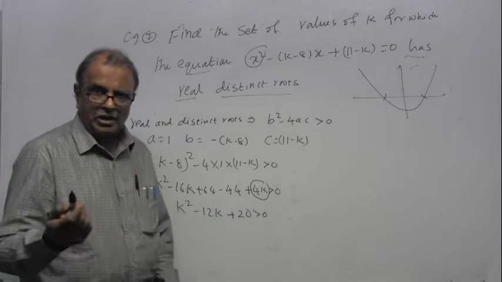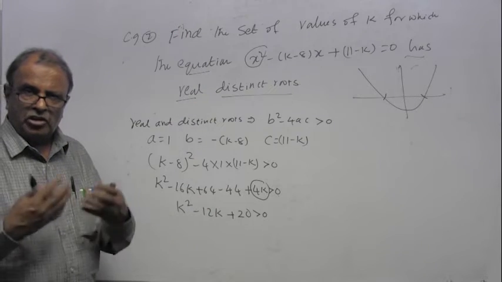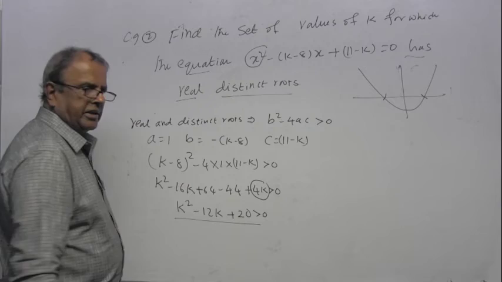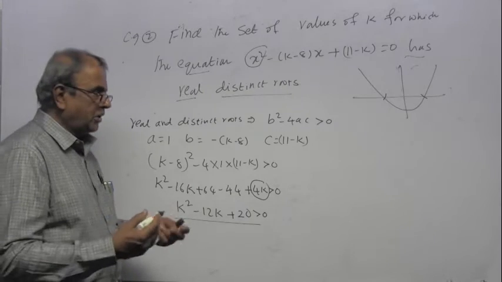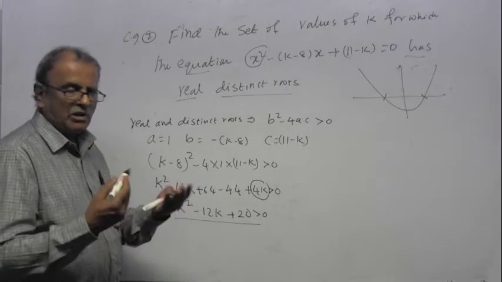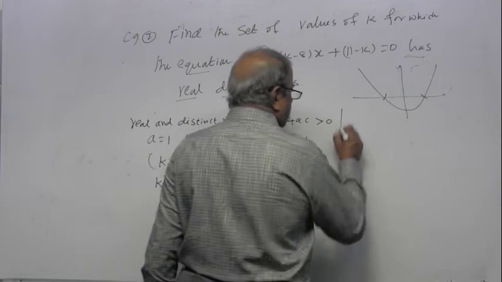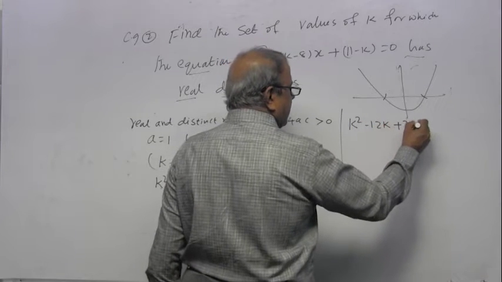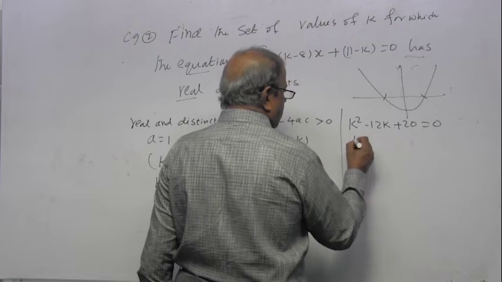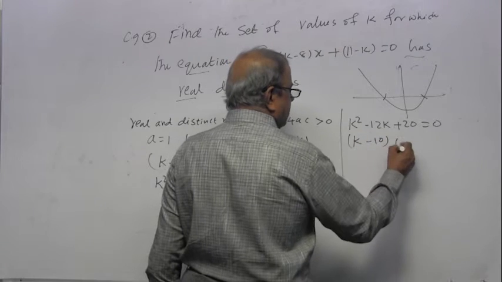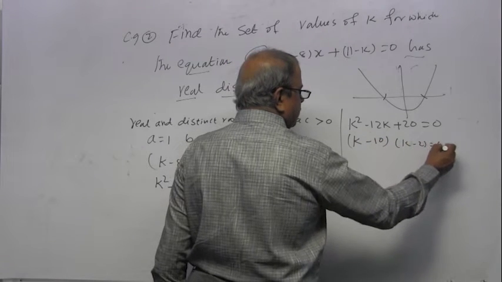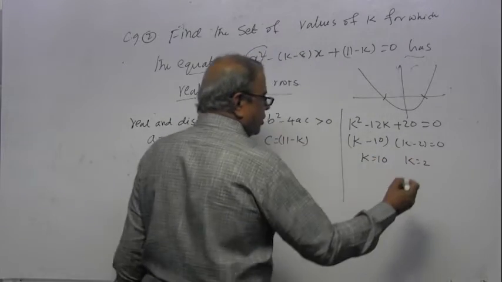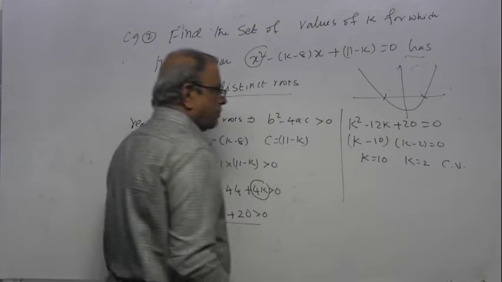That's the reason why before I started this, I taught you how to solve inequalities. This is a quadratic inequality. So what is the first thing you do? Find the critical values. So put k squared minus 12k plus 20 equal to 0. Show the factors: (k minus 10)(k minus 2) is 0. So k equal to 10, k equal to 2. Those are the critical values.